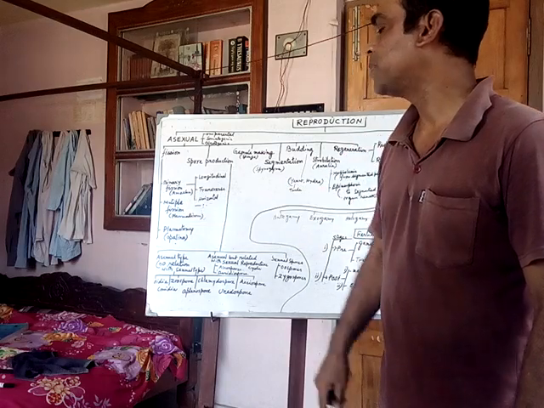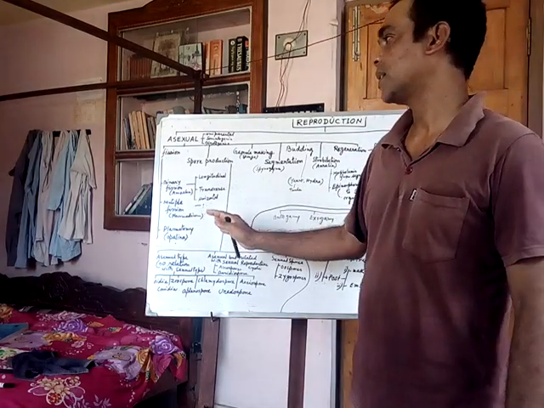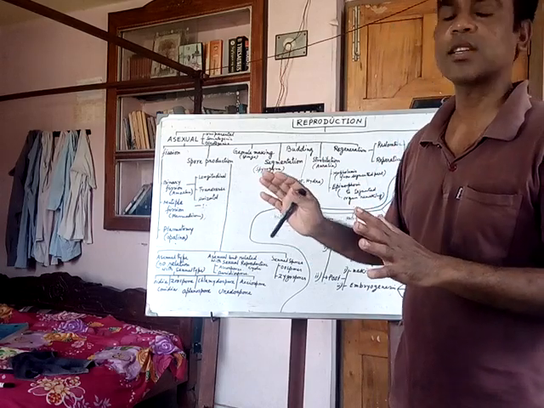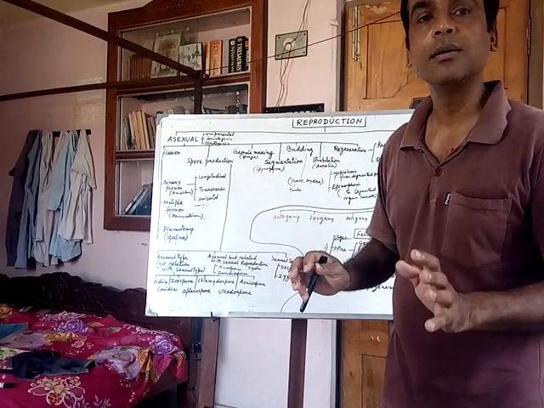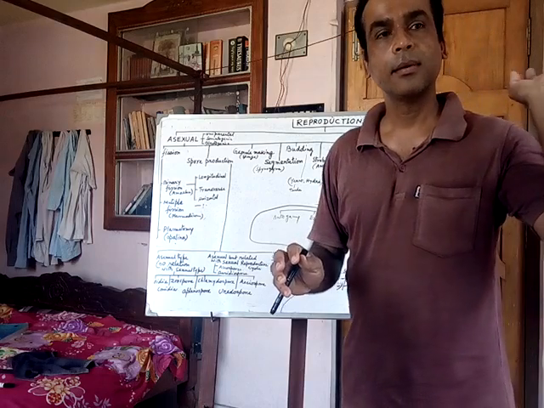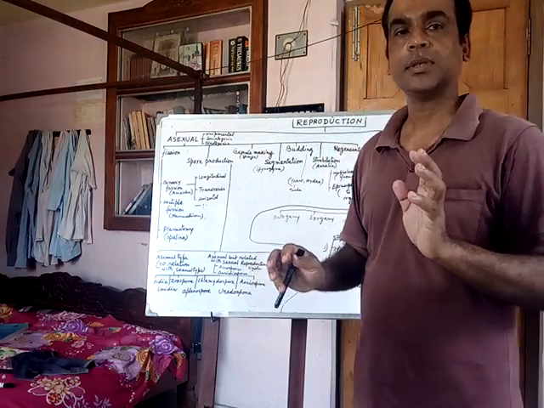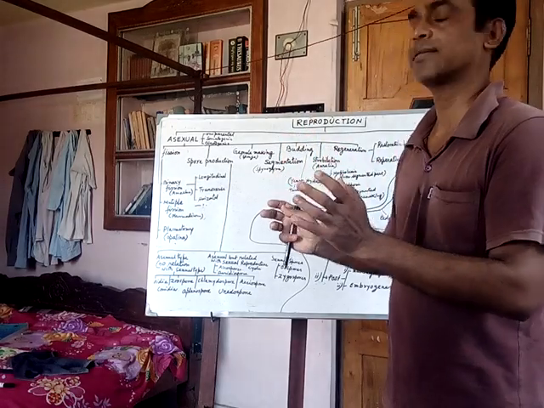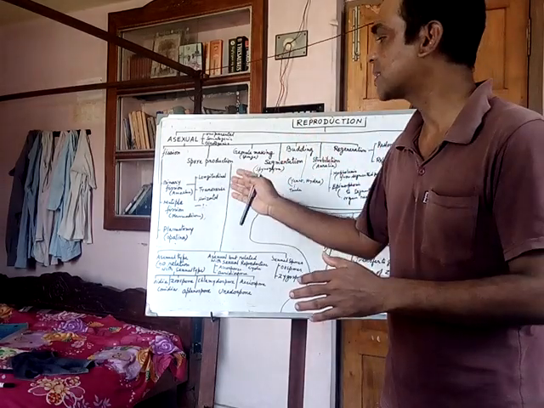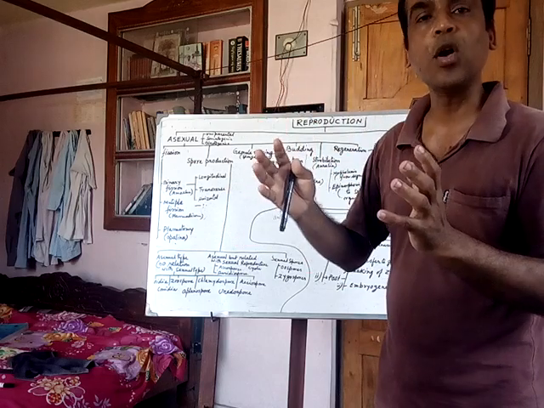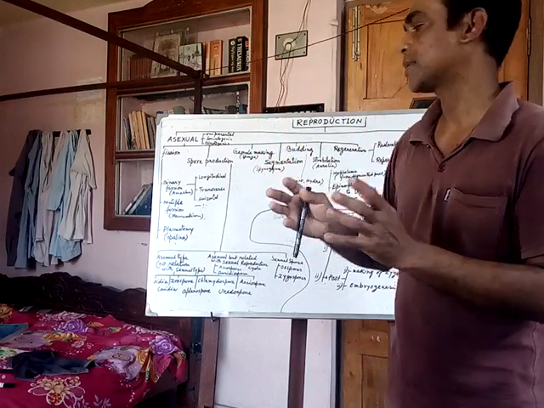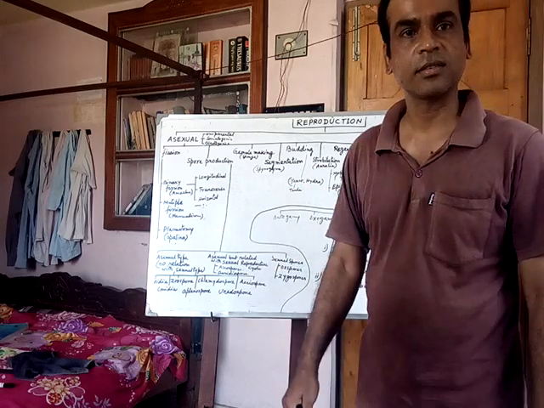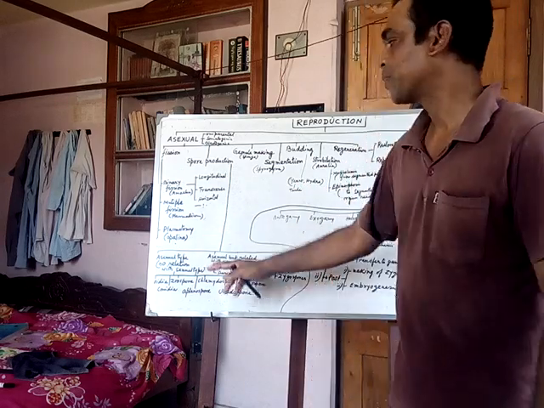What is multiple fission? Multiple fission is the type of fission which is the reproduction type found in Plasmodium. A huge number of cells are reproduced in this type, and the ball-like cells are given the name zygote. This process is multiple fission.